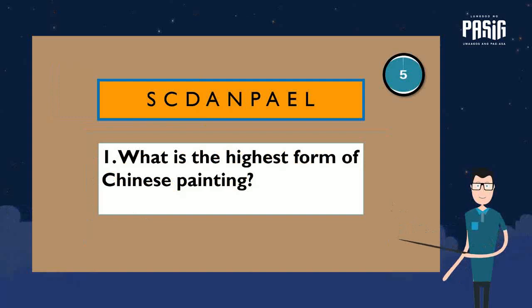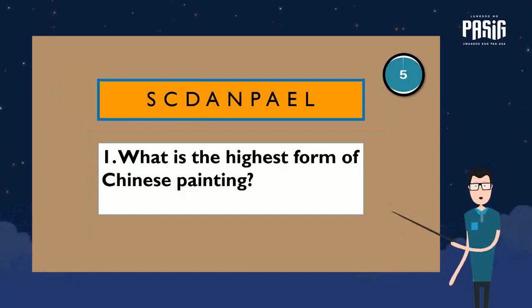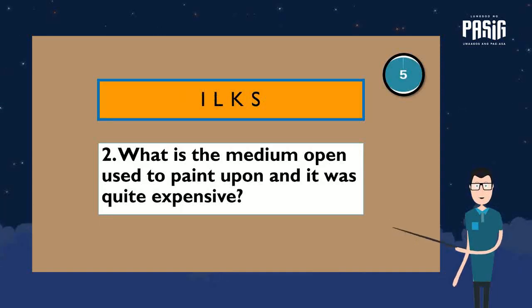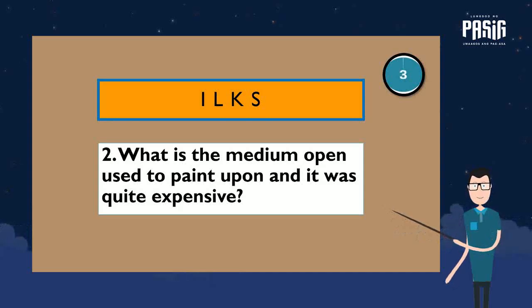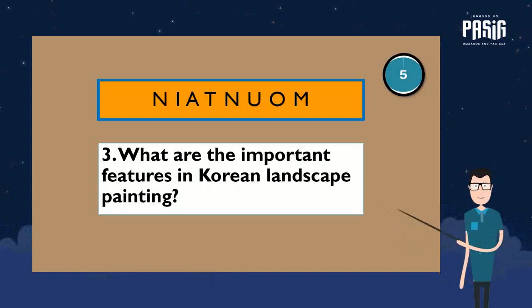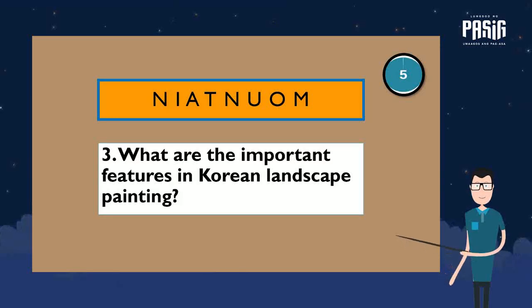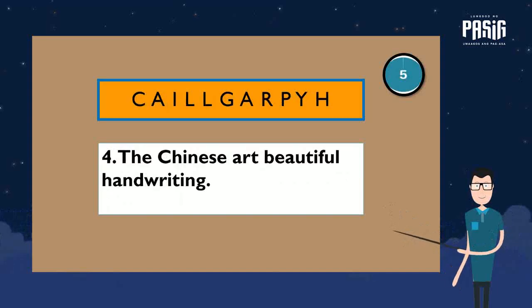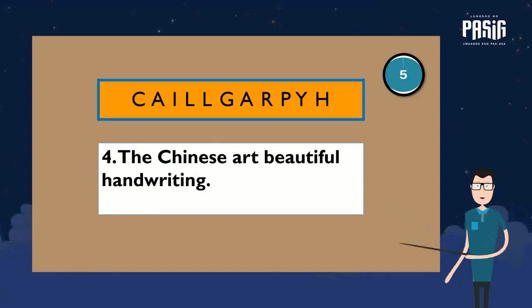Let's start. Number 1. What is the highest form of Chinese painting? You have 5 seconds. Let's have number 2. What is the medium often used to paint upon and it was quite expensive? You have 5 seconds. Number 3. What are the important features in Korean landscape painting? You have 5 seconds. Number 4. The Chinese art of beautiful handwriting. You have 5 seconds.